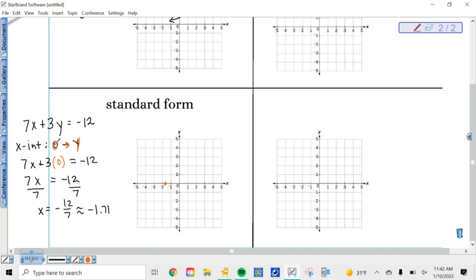Now, if I plugged in 0 for y to find my x-intercept, how do you think I'd find my y-intercept? Yeah, plug 0 in for x. Really good. So try and do that. Rewrite the equation, but instead of x, write a 0.